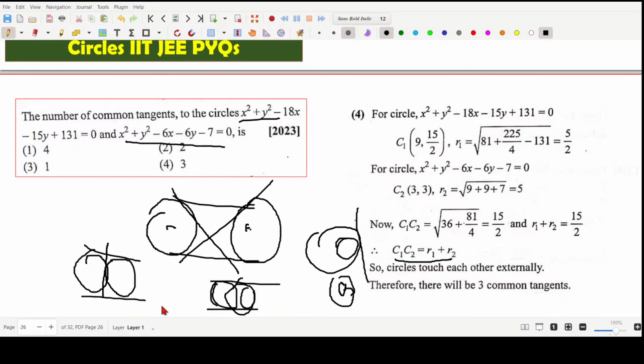Sir, is the answer 3? Yes, sir, I got it, because the sum of radii is equal to the distance between the centers. Very easy. Ritik, clear?